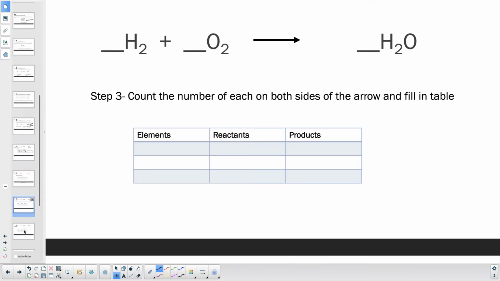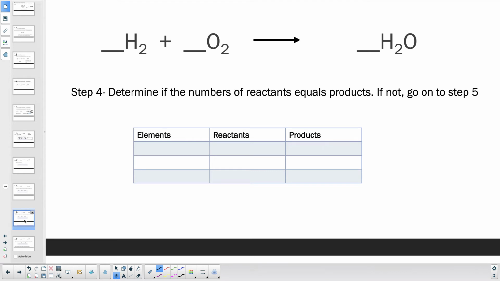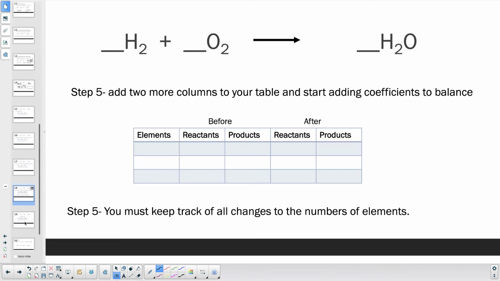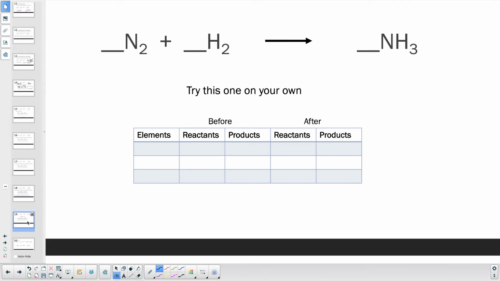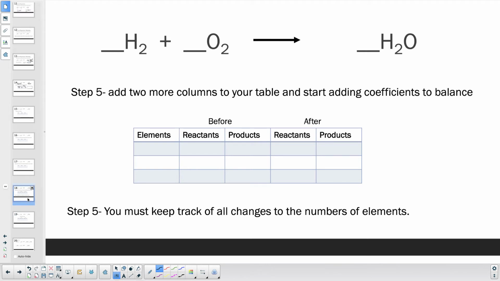I'll actually move a few slides here because what I've got for you is the step-by-step instructions, and I don't need to read through that because we're actually doing that. Okay, so we're at this slide here where it says that we need to keep track of all the changes that we make to the numbers of the elements. All right, here we go.